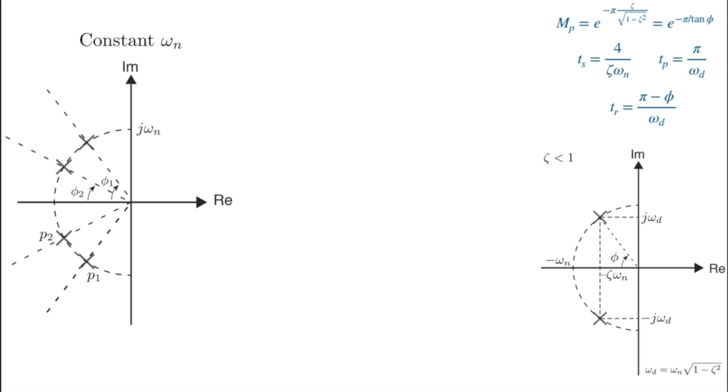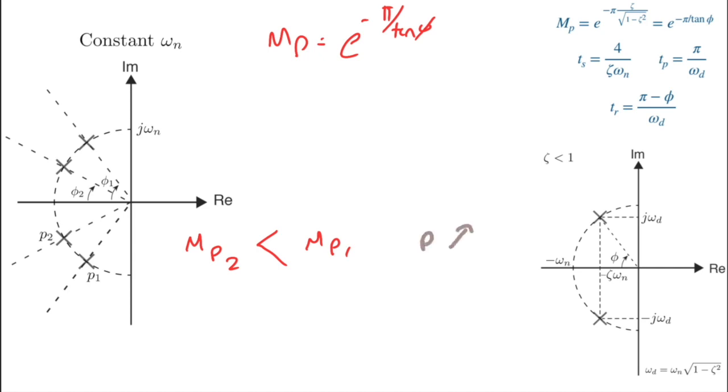As you can see, what's happening is Mp equals e to the power of minus pi divided by tangent phi. Phi is decreasing, so pi over tangent phi is increasing, but we have a minus, so in that respect I can comment that Mp2 over Mp1 is small, which means that I have a smaller overshoot, which is always good, so in that respect the performance is improved. In this case, it's a check. I like it.